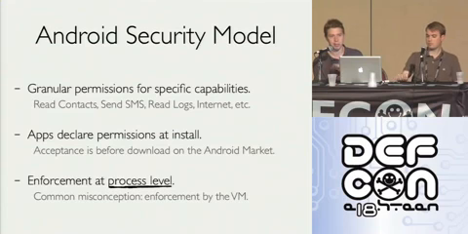Also important is enforcement is at the process level and the VM level. So if you find an Android VM vulnerability, usually it means absolutely nothing because everything's enforced at the Unix process level, IPC level, and what your user's permissions are on the actual device, which is really interesting.